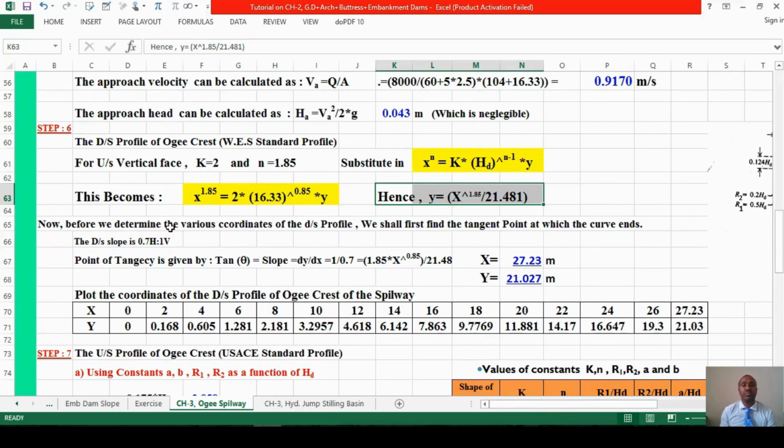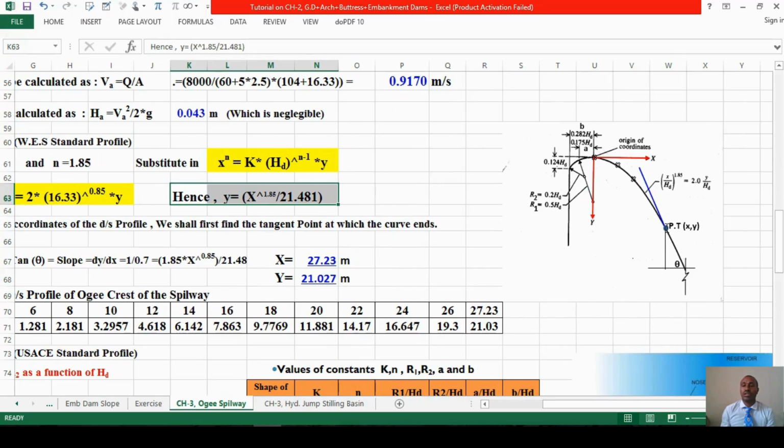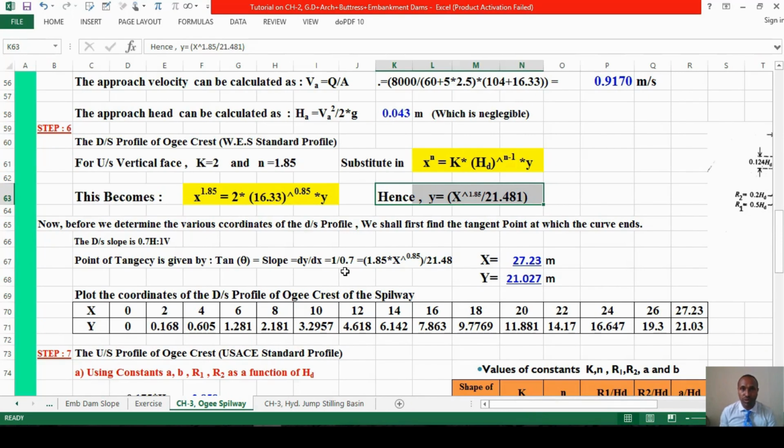Now, before we determine the various coordinates of the downstream profile, we shall first find the tangent point at which the curve ends. From calculus, we know the point of tangency is nothing but tan theta, the inclination of the line which passes through the point of tangency, which is the slope. So dy by dx equals the downstream slope, which is already given. The downstream slope is this one below this point, so you have 1 to 0.7.